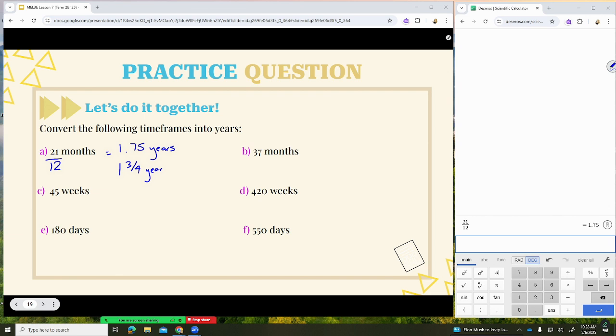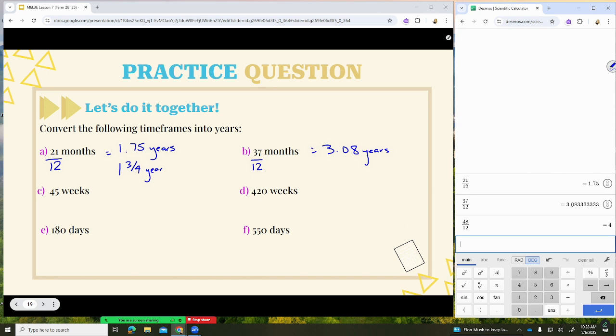1.75 years. What about 37 months? We have to do 37 divided by 12 because there are 12 months in a year. 37 months divided by 12 gives us 3.08 years. If it was 48 months, 48 divided by 12 is 4 years.